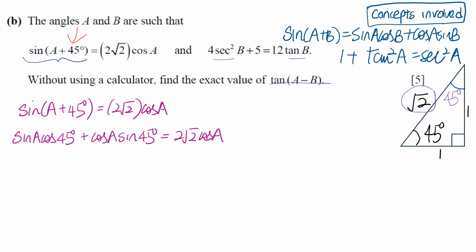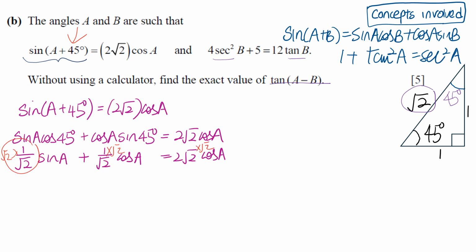All right, and then I'm going to replace cosine 45 as 1 over square root 2, and sine 45 also happens to be 1 over square root 2. Okay, the next step is I'm just going to multiply by square root 2 throughout to get rid of my 1 over square root 2. So I multiply by square root 2 here, times square root 2, and also times square root 2. This will give me 1, and 1 times sine A will be sine A. And square root 2 times square root 2 will give me 2, and 2 times 2 will give me 4.